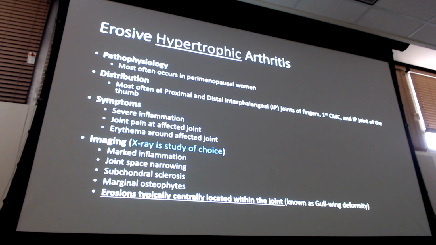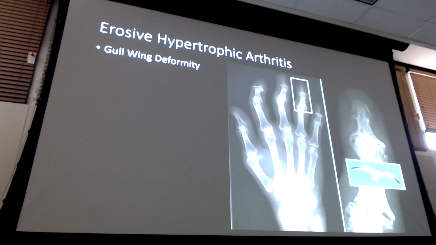Erythema around the affected joint. Why? Because it's erosive, it's inflamed, it's angry, right? Your regular arthritis you don't really have swollen joints with those. And then the bottom part here, gull wing deformity. Erosion is typically centrally located within the joint, and they have a gull wing deformity.